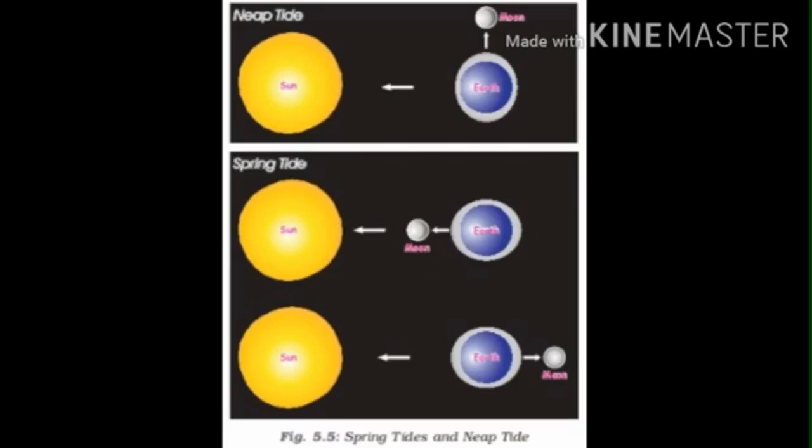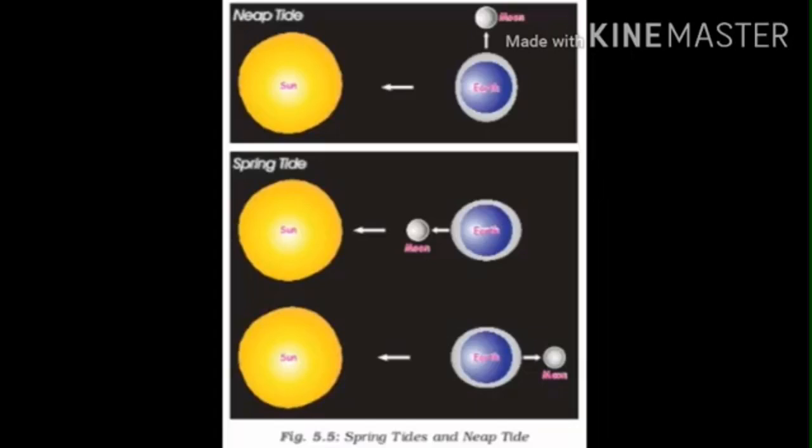Clear children? Now neap tides. When it is a half moon day, the moon and the earth are at right angle to each other. At that time the impact of the gravitational pull is not very high. So these kinds of tides do not rise very high. So that is called neap tides.